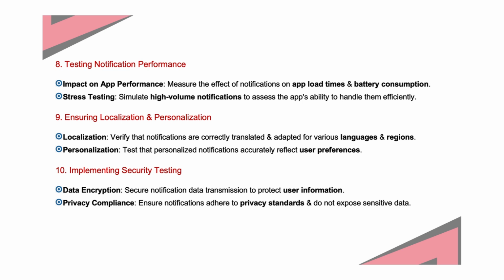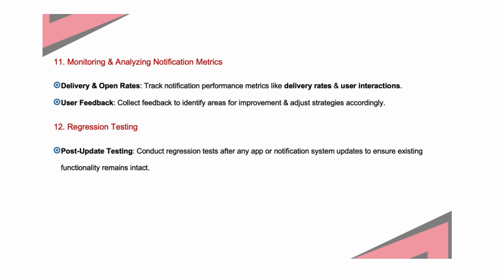Monitoring and analyzing notification metrics for delivery and open rates, and collect user feedback. Next one is regression testing after any updates to notifications. After that, use automated tools to streamline testing across scenarios like high-volume notifications.